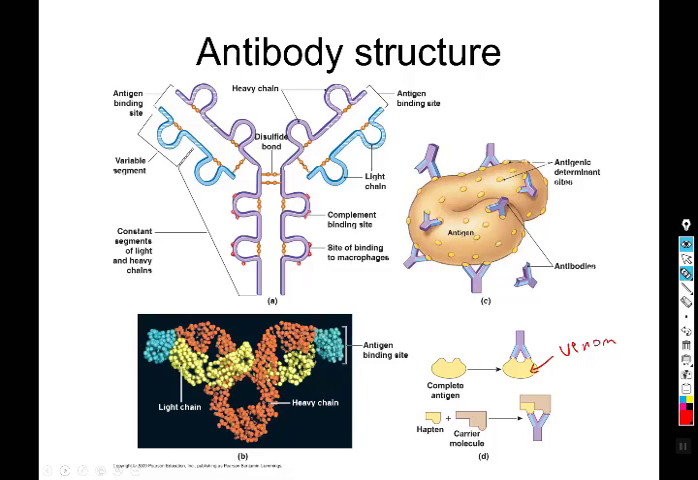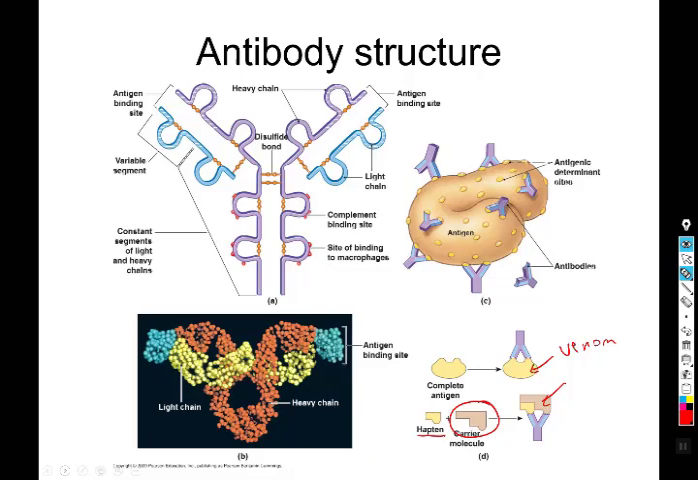Interestingly, some antigens are only antigenic if they're attached to some kind of carrier. So these are called haptens. Haptens by themselves may not initiate an immune response, but haptens paired with a carrier, sometimes a carrier that exists previously in one's own body, can initiate an immune response. So it really just depends.